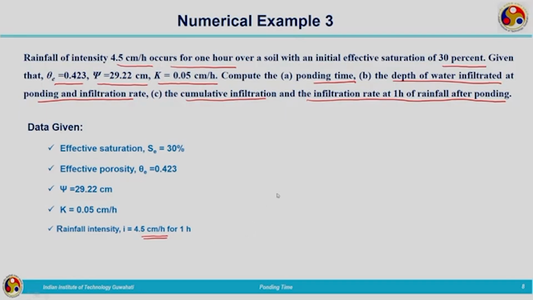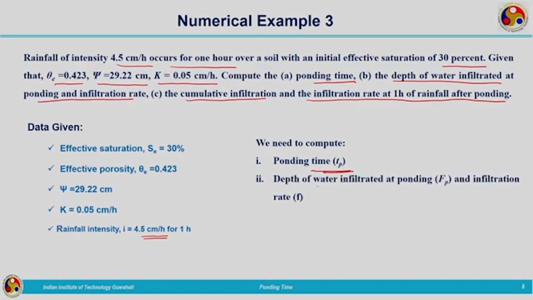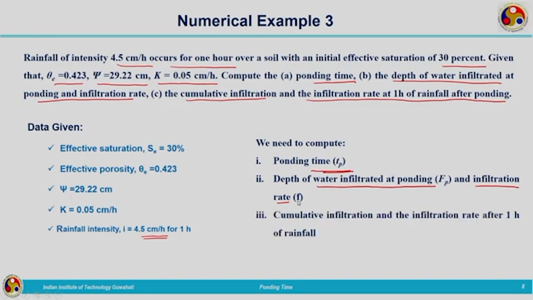Now, let us see what things are to be calculated. First is the ponding time Tp, for which we have the expression. Second, the depth of water infiltrated at ponding, capital F p, and the corresponding potential infiltration rate, small f p. Third part is the cumulative infiltration and the infiltration rate after 1 hour of rainfall. We will get a clear idea when we determine the value of the ponding time.